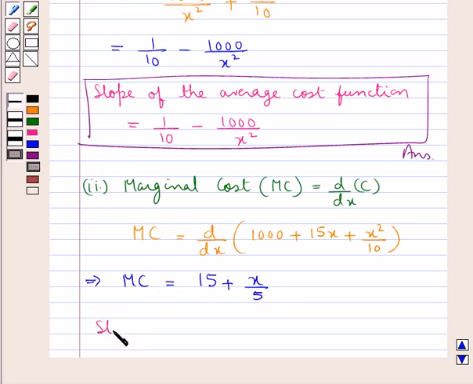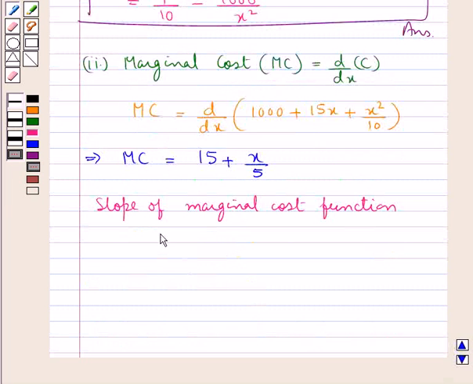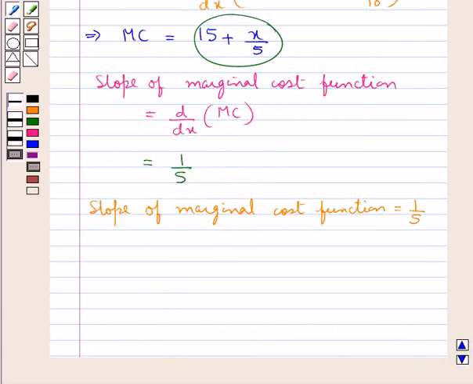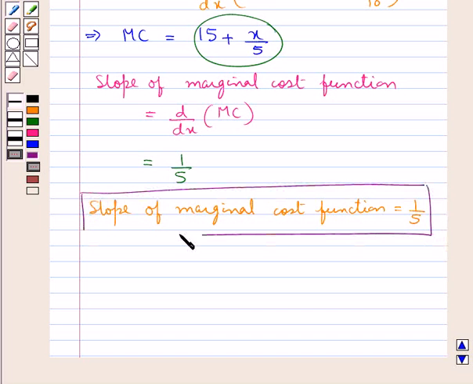Now, the slope of the marginal cost function is equal to d by dx of MC. So on differentiating MC with respect to x, we have 1 upon 5. Thus, the slope of the marginal cost function is equal to 1 upon 5. So this is the answer for the second part of the question.